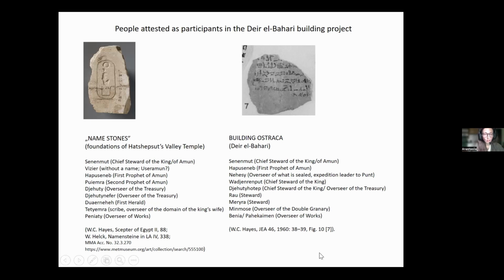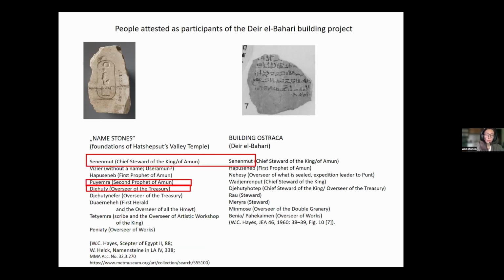Another object category are building ostraka, and these are various administrative notes mentioning these people whom I enlist here. Again, these are quite high officials or the highest officials of the court. These texts are also quite enigmatic, saying that these people were present at the site, they were inspecting something, they were bringing offerings, supplying men, etc. And today I would like to concentrate on three men, Senenmut, Puemra, and Jehuti. As for them, we possess the greatest amount of data.